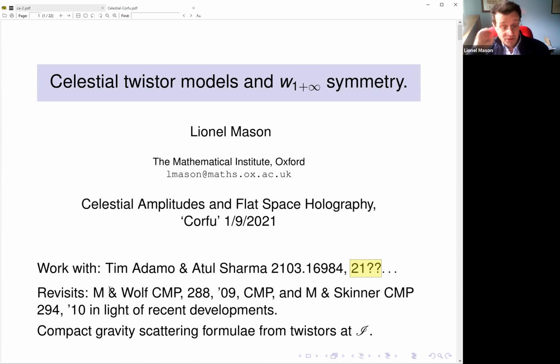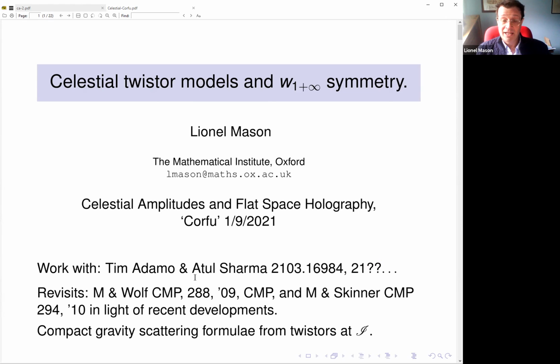The idea was to revisit some work that David Skinner and I did about 13 years ago. That was meant to be a space-time derivation of the MHV formula for gravity amplitudes, and this is really revisiting it in terms of developments that have happened since then. But one of the messages of this talk is that the derivation is meant to be coming from twistor space via null infinity, and it's twistor space which is the natural geometric location of W1 plus infinity symmetry.